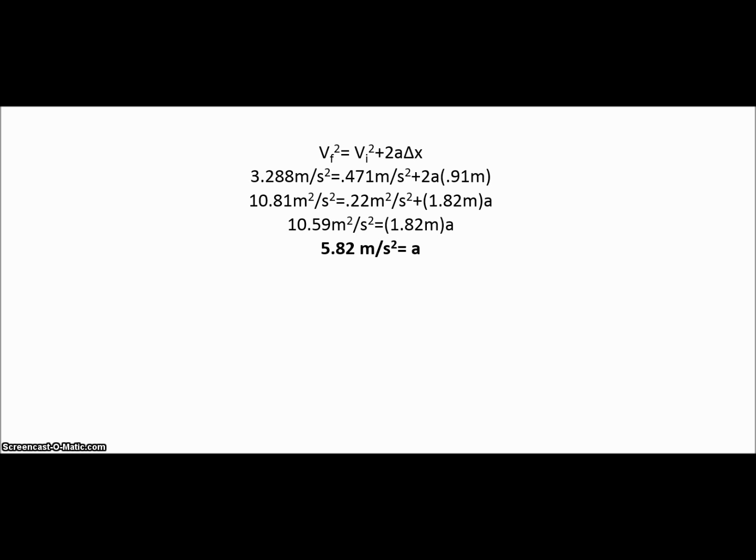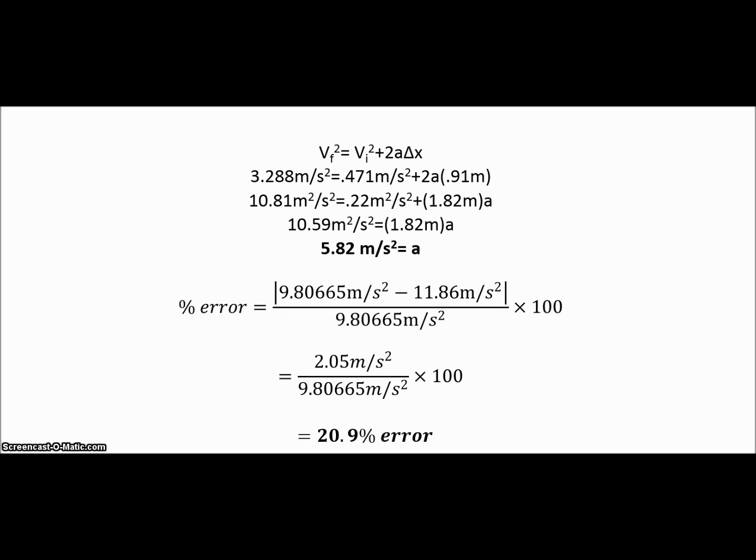With our final velocity of 3.288 meters per second, initial velocity of 0.471 meters per second, and displacement of 0.91 meters, we found that the acceleration of the tennis ball was 5.82 meters per second squared. Compared to the accepted value of 9.80665 meters per second squared, we had a percent error of 20.9%. This could have been due to the tennis ball hitting the photo gates. So make sure to use a trial in which you did not hit any photo gates.